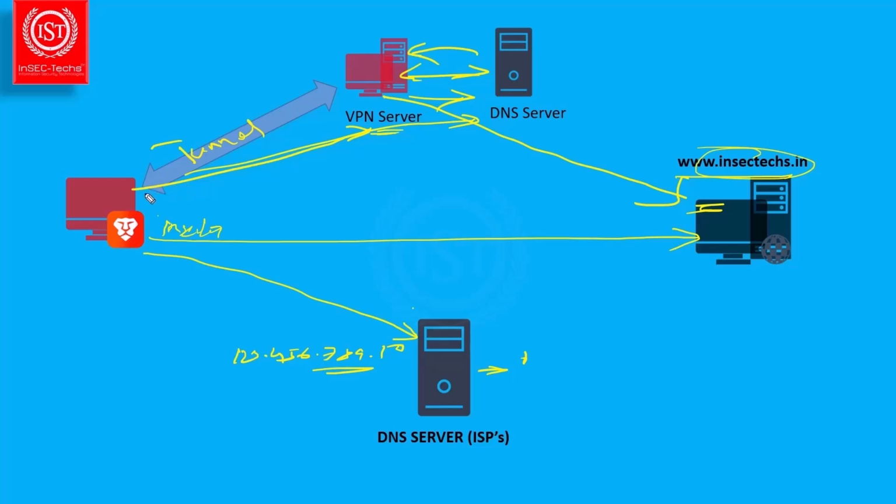So this is how, via the tunnel, you are connected to the VPN server. Then you are connected to your target machine to maintain this anonymity. However, even after using a VPN service, if the DNS server of your ISP resolves this domain name, then you are caught. Your IP is logged.